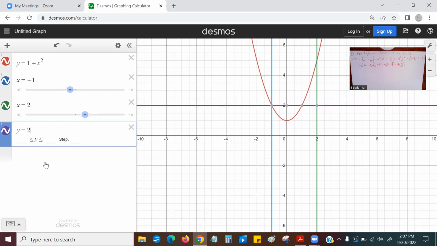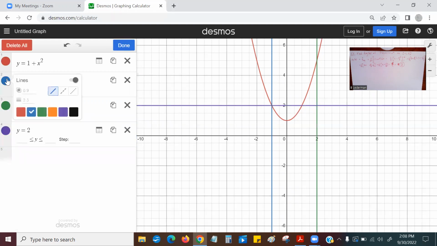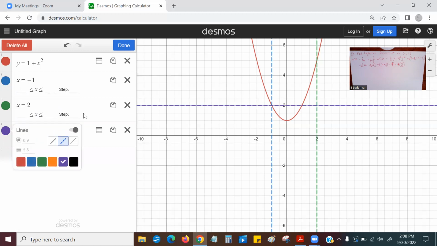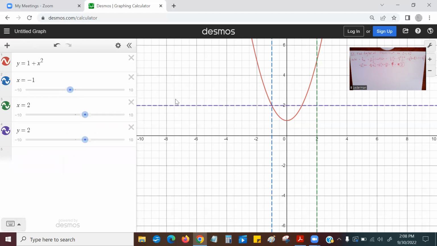So what we're looking at here, and now I want to make these all dotted lines. Okay, so we're looking at here, looking at that point there, and that point up there. That's what we're looking at. So we're looking at everything that's under the red curve in here, and that's y equals 2.